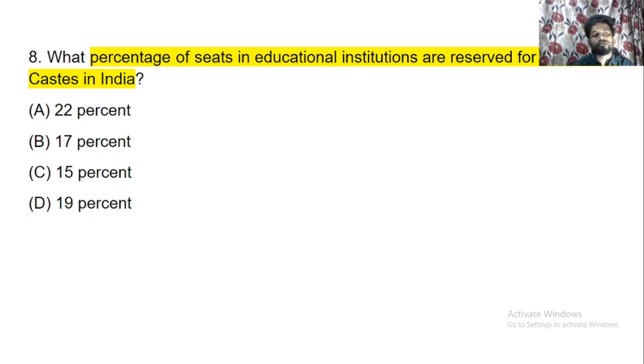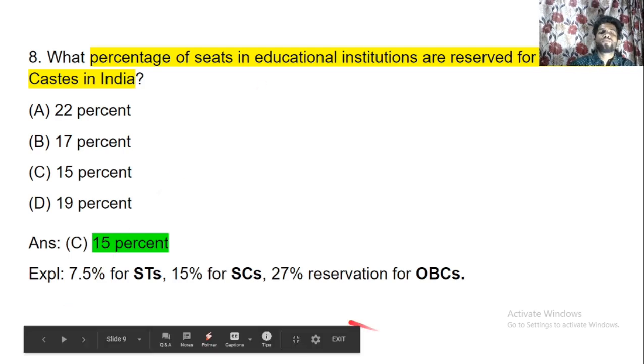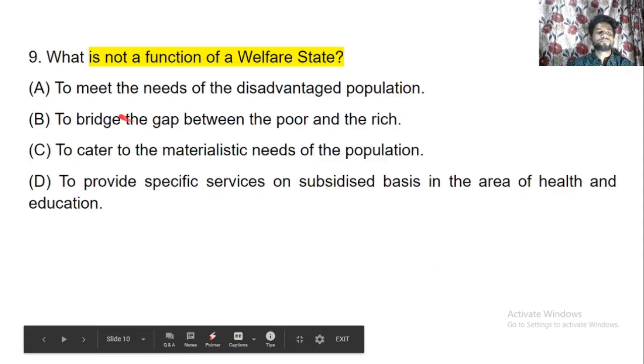So you should know for all, 15% is reserved for SCs, 7.5% for STs, and 27% reservation for OBCs. To repeat: 7.5 for ST, 15 for SCs, and 27 for OBCs.